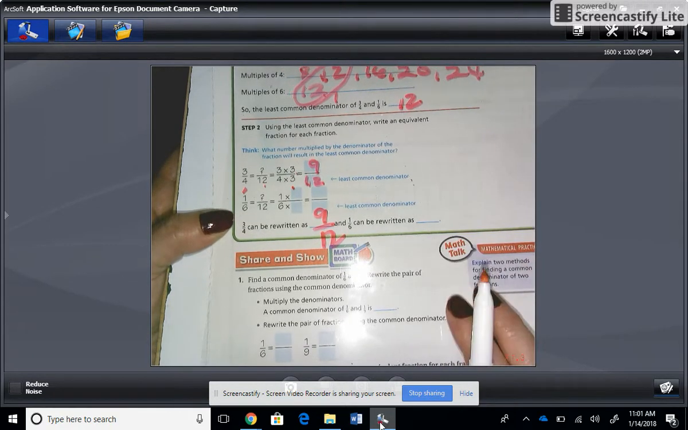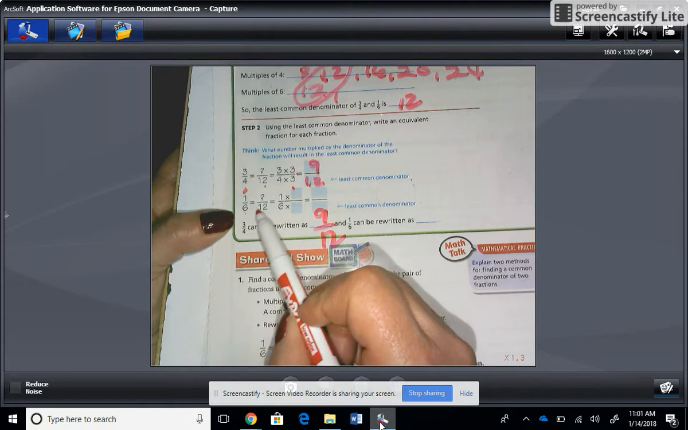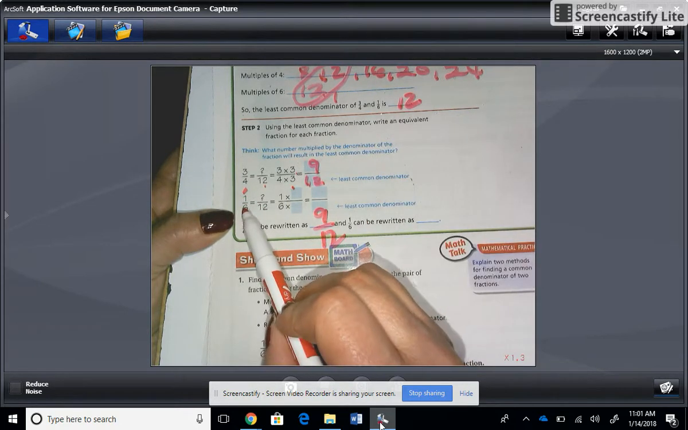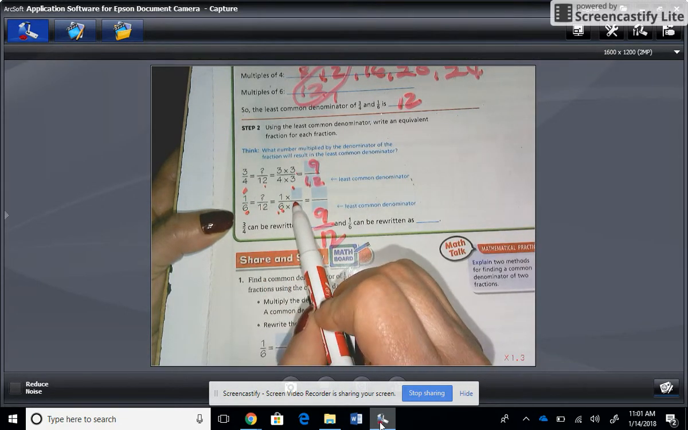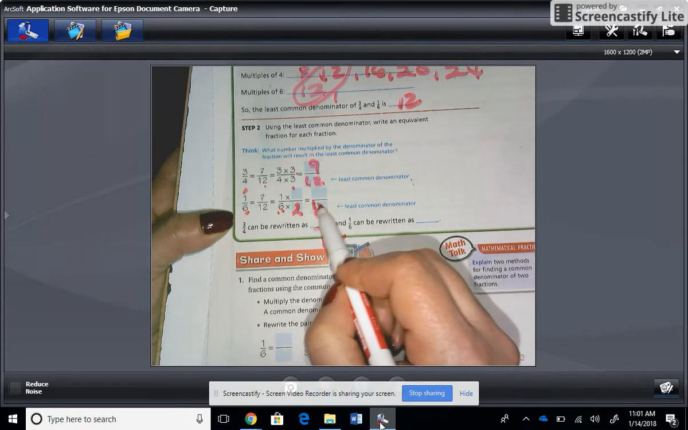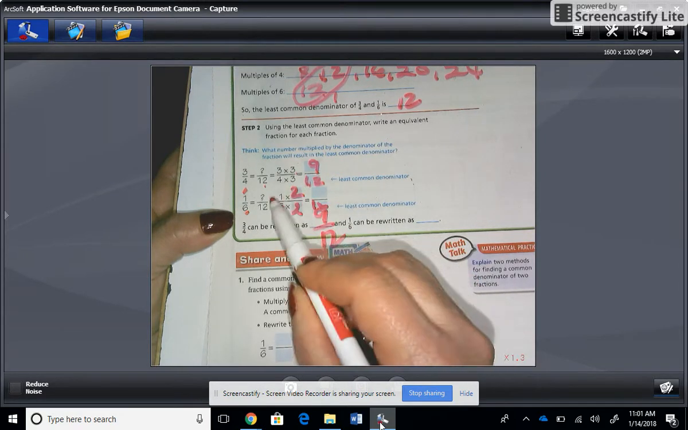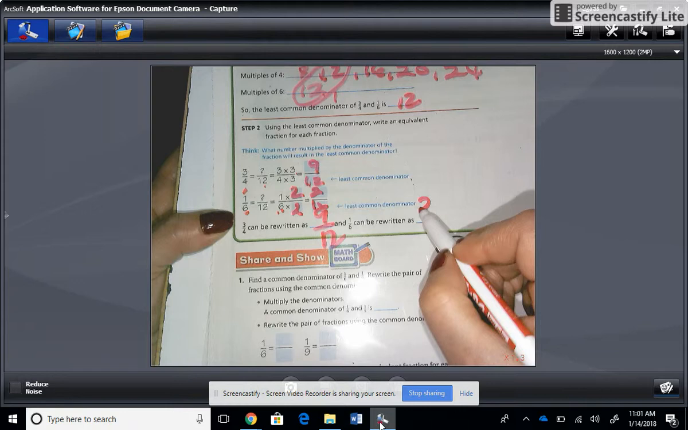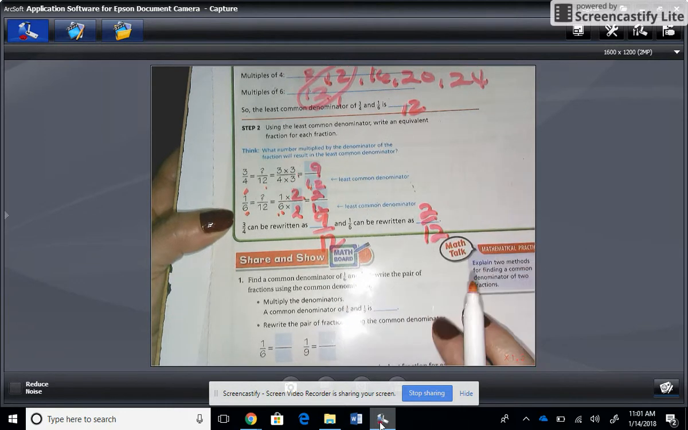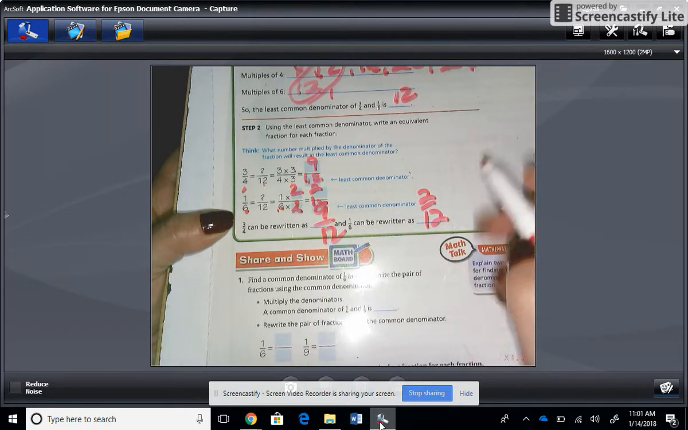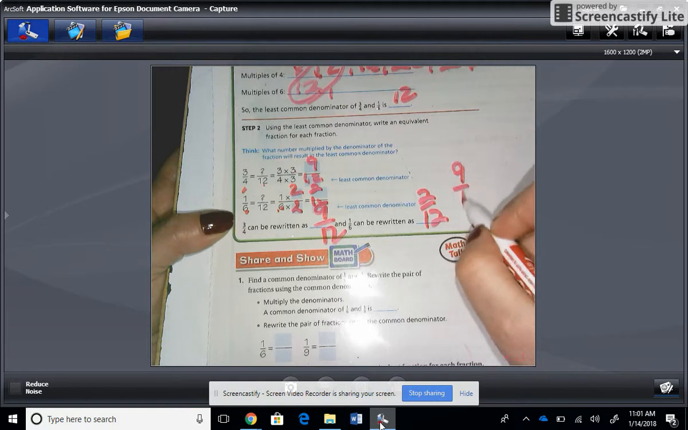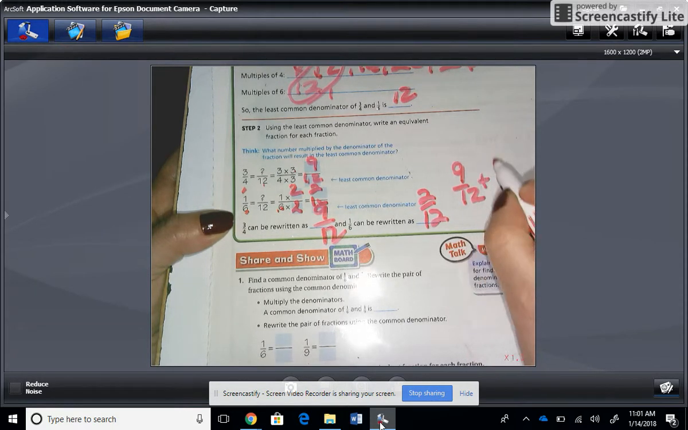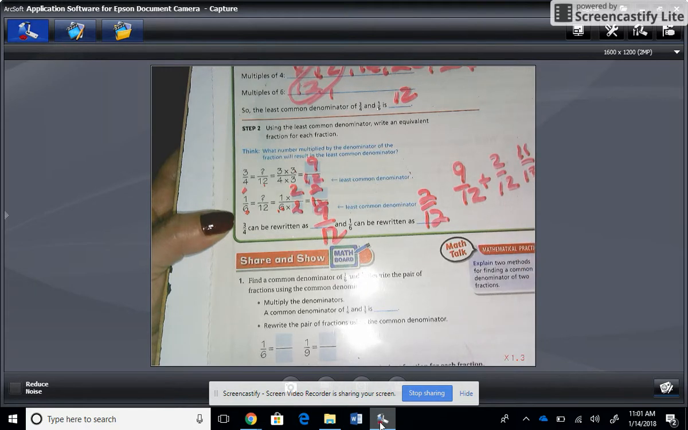Okay, now I'm going to do the same thing with 1/6. And here was my multiples of 6. So 6 times what? 6 times 2 got me to 12. I got to do the same thing up here. So it's 2 twelfths. Now if I was adding those together, guess what I could do? 9 twelfths plus 2 twelfths equals 11 twelfths.